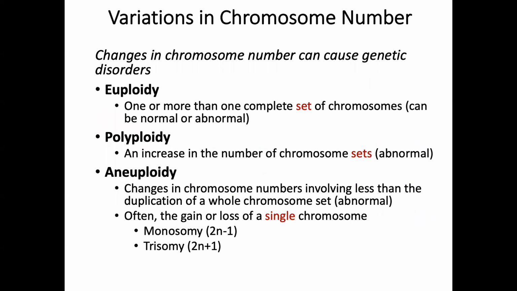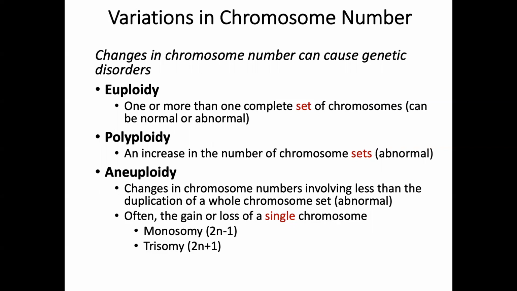Now let's discuss what kind of abnormalities chromosomes can have. First, changes in chromosome number can cause genetic disorders. Organisms with multiples of the monoploid number of chromosomes are called euploid. We learned in earlier chapters that eukaryotes normally carry either one chromosome set, which we call haploid, or two sets, which we call diploid. Haploids and diploids are both cases of normal euploidy, okay?